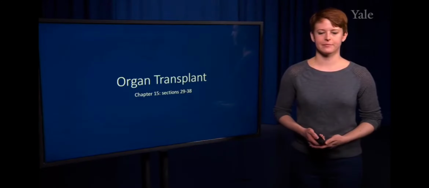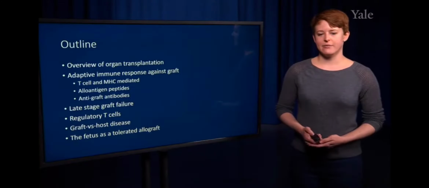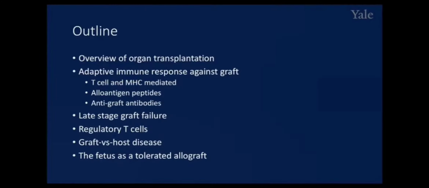So today we're going to be talking about first an overview of organ transplantation. And we'll also be talking about the important immune responses against grafts that lead to graft rejection. In particular, we'll be discussing T-cell and MHC-mediated responses, as well as the meaning of an alloantigen and alloantigenic peptides, and also the development of anti-graft antibodies.